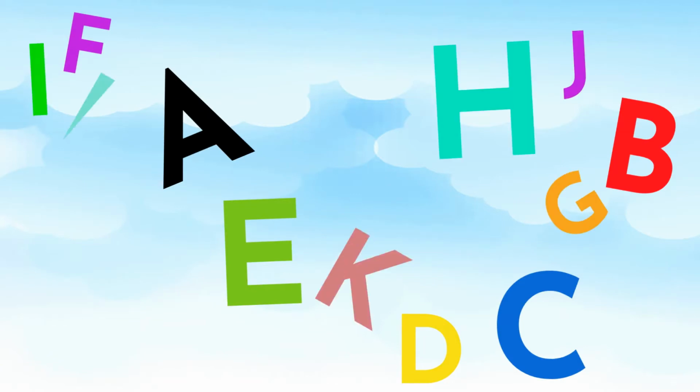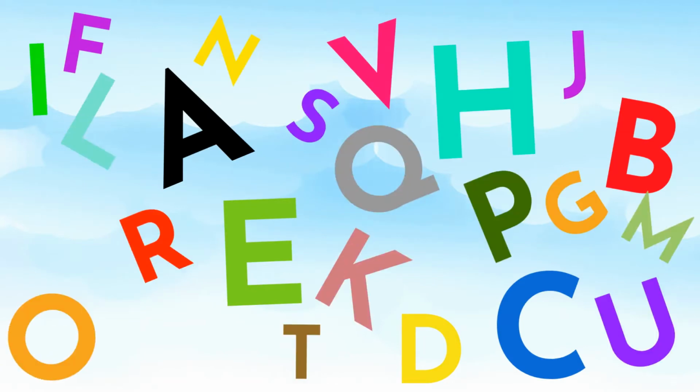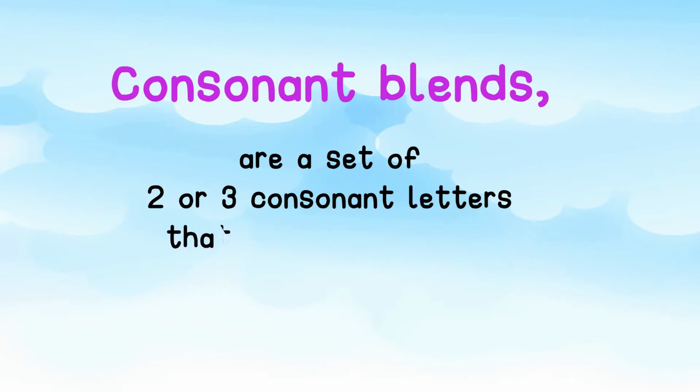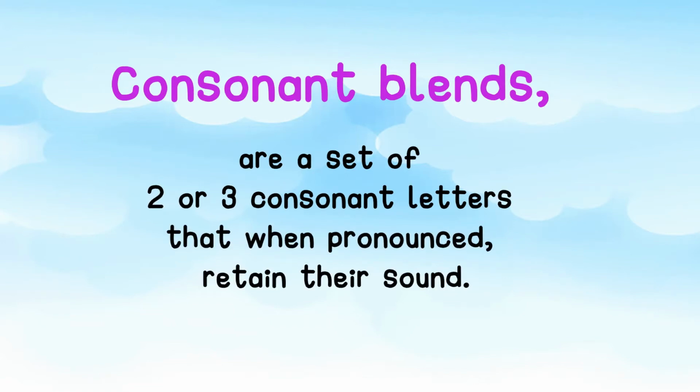The English alphabet has so many different blends. Let's learn about some consonant blends. Consonant blends are a set of 2 or 3 consonant letters that, when pronounced, retain their sound.